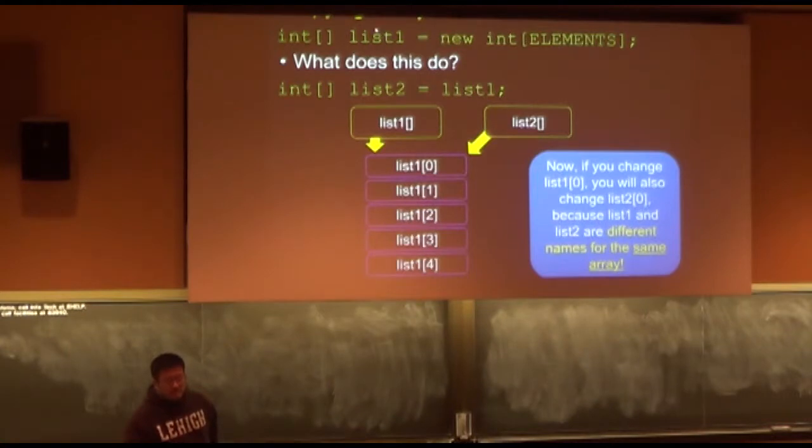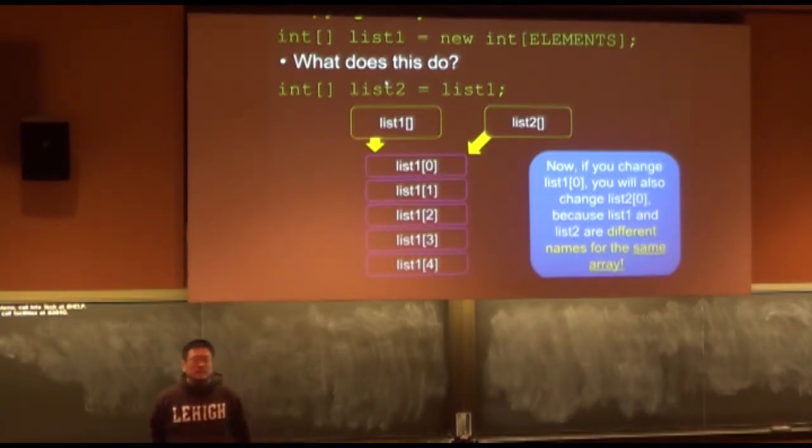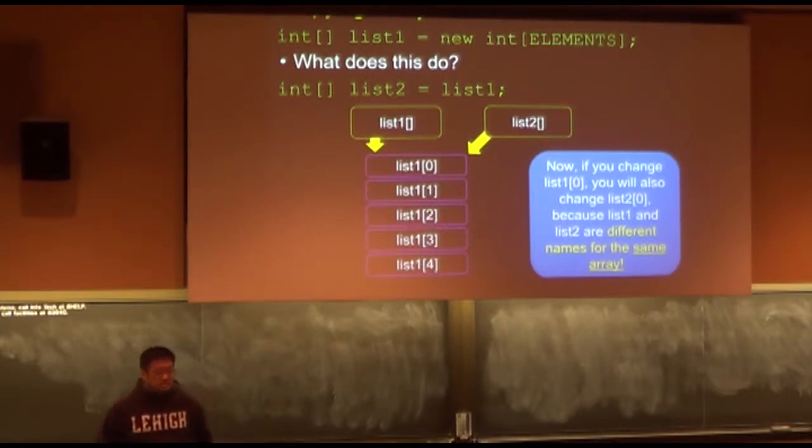So if I write this code like this, like int array list1 is equal to new int elements, and then int array list2 is equal to list1, then what this is going to do is it's going to create a new integer array identifier called list2. Remember, this is the declaration phase. And it's going to say, well, that's equal to list1. That's not going to allocate new memory for list2. We didn't use the new operator, so it didn't allocate new memory. All that's happening here is that list2 points to the same place in memory that list1 points to.